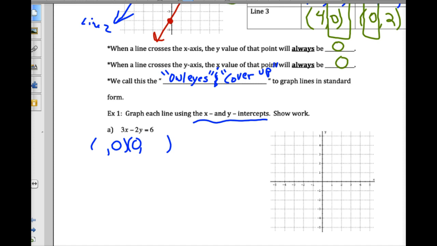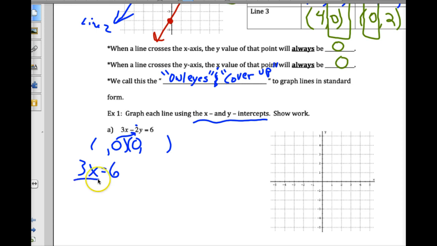Now, you're going to do two problems, and here's where the cover-up method comes into play. For the first point, I'm going to put 0 in for y. What happens to something when you multiply it by 0? Does it go away? Does it make nothing? That's why Ms. Perillo calls it the cover-up method. Negative 2 times 0 is nothing. So I'm going to cover up the 2y. I'm going to write 3x = 6. I'm not even going to write minus 0 there.